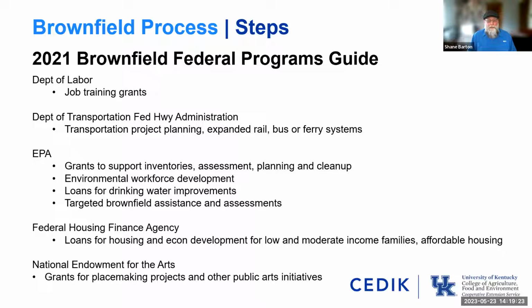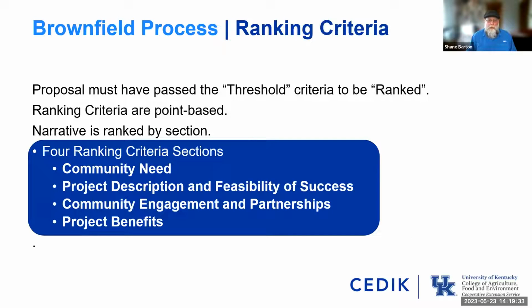Those job training grants from the Department of Labor, Transportation, EPA, obviously, National Endowment for the Arts, in particular when we're thinking about infusing creative placemaking into these projects. But what I want to remind you as I wrap up here is that if you begin to go down the brownfield process and start to navigate this and seek funding, there are 4 major ranking criteria for your application. It starts with community need, the description, the community engagement, and the project benefits.